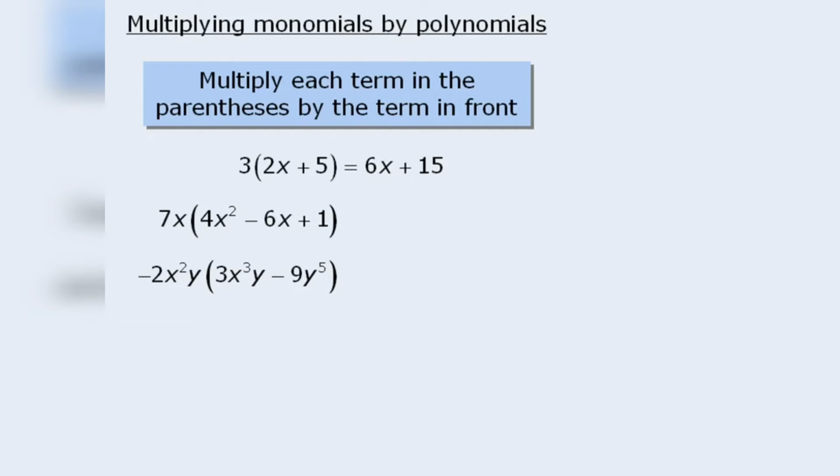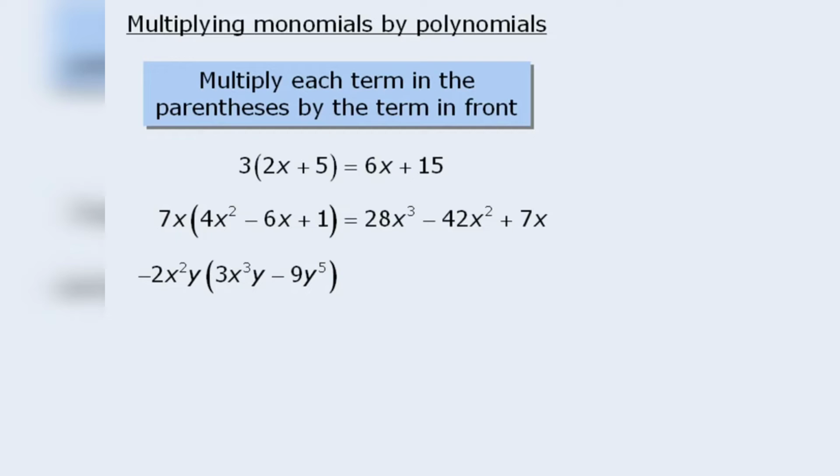Okay, now on to the next question. Here we'll take 7x and first multiply it by 4x squared to get 28x cubed. Then we'll multiply 7x by negative 6x to get negative 42x squared, which we will write as minus 42x squared. And finally, when we multiply 7x by positive 1, we get positive 7x, which we can write as plus 7x.